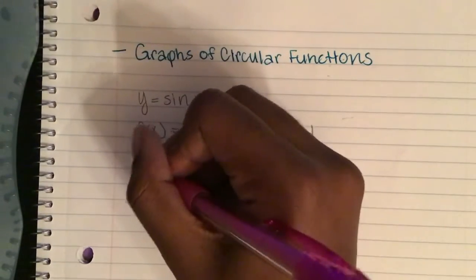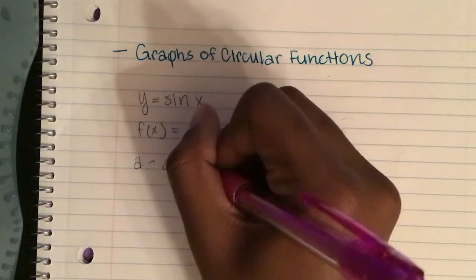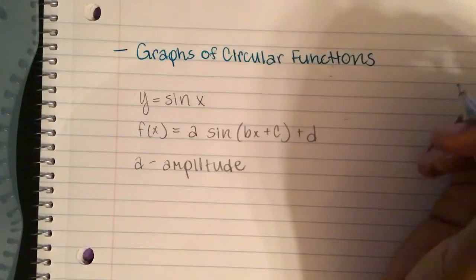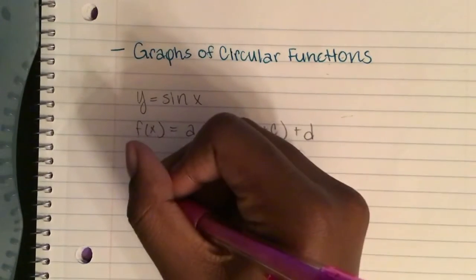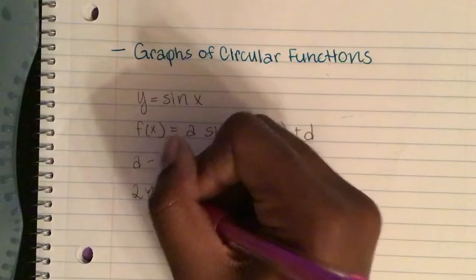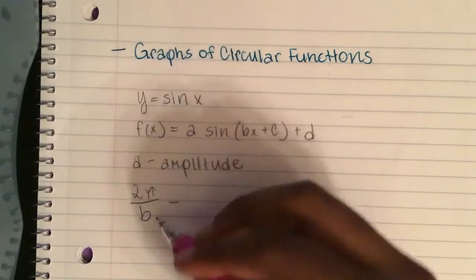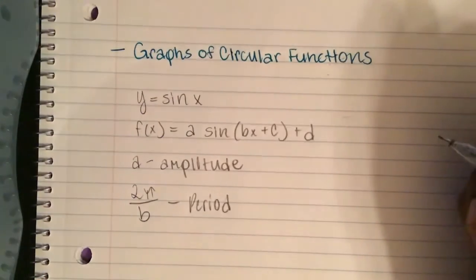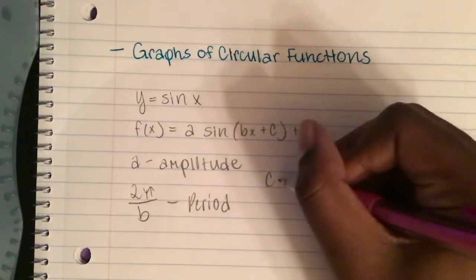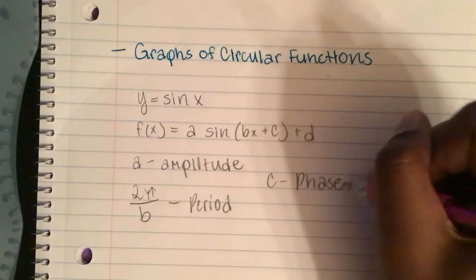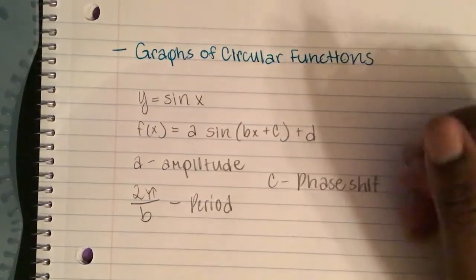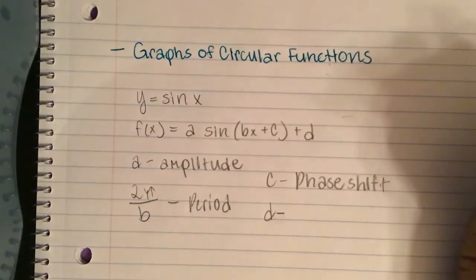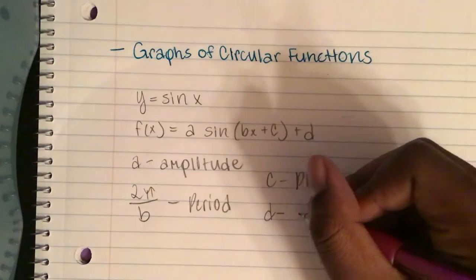We remember that A represents the amplitude, which is the height of the graph, and we can also remember that B is going to be represented in the equation to find the period. That's the equation 2 pi over B. And we know that C is going to equal the phase shift of the graph, how much it's shifting horizontally. And we know that D is the vertical shift up or down.